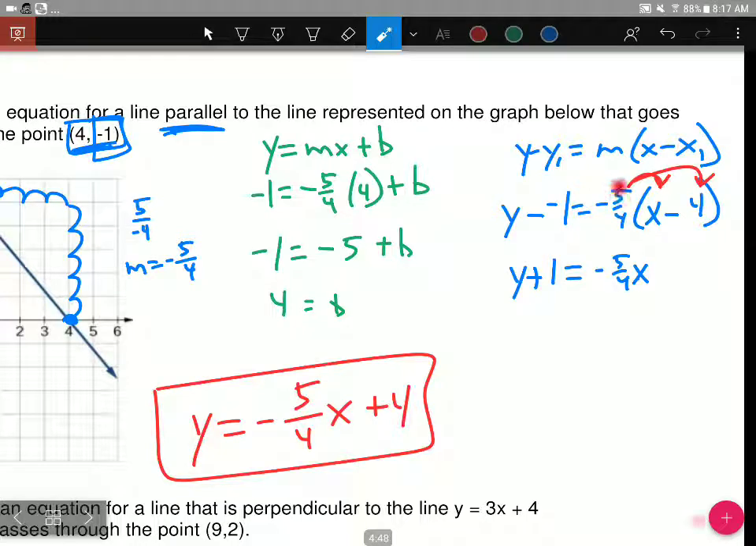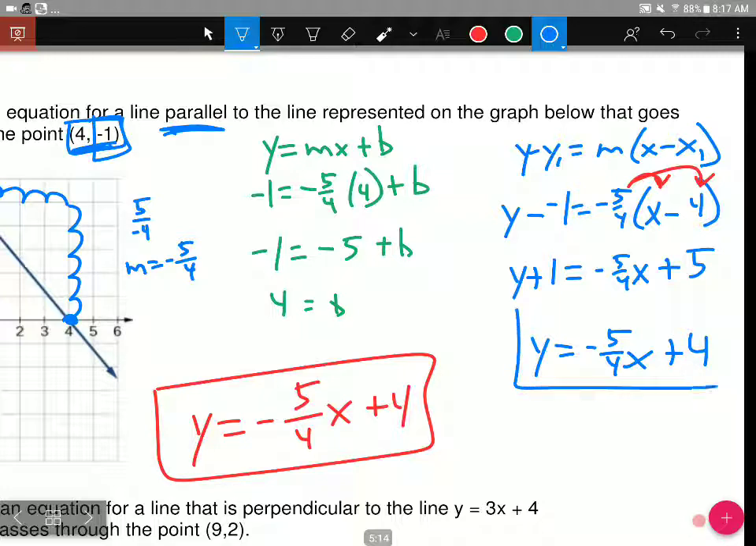All right, and we'll use the exact same rubric for here. Remember that the 5 multiplies and the 4 divides. So 5 times 4 is 20, divided by 4 is 5, and a negative times a negative is a positive. So that's positive 5. Subtract the 1 to the other side, so y equals negative 5/4 x plus 4. Again, you do not have to do this both ways. Just some people like one way versus the other.